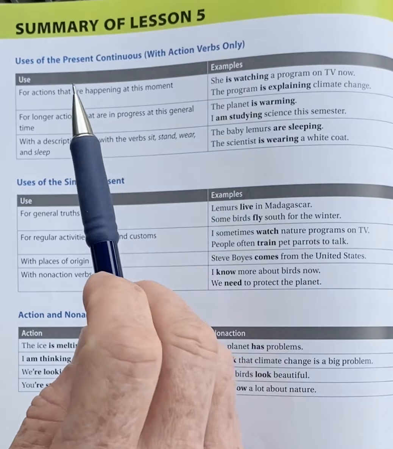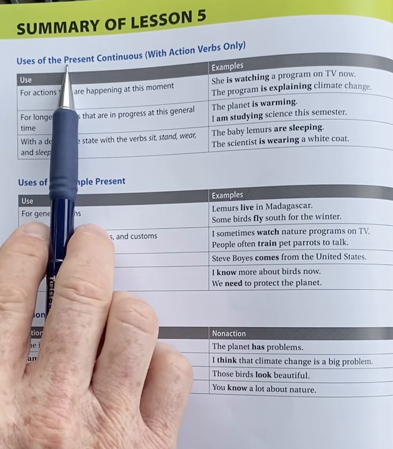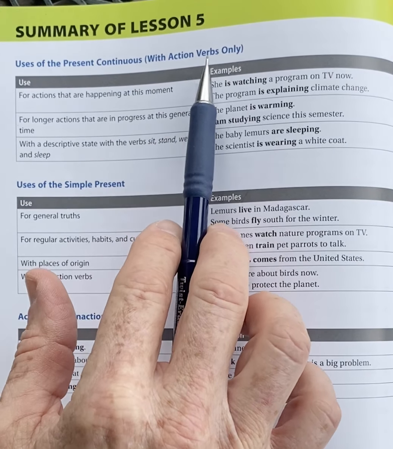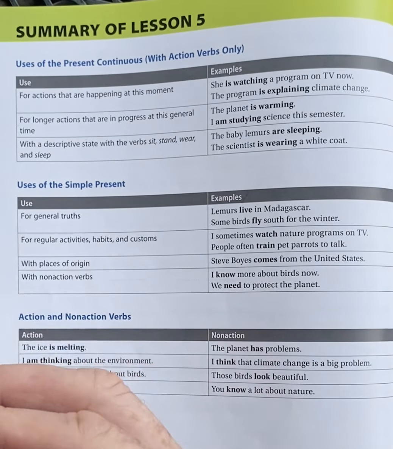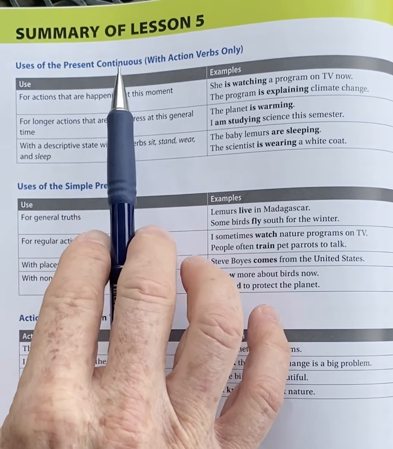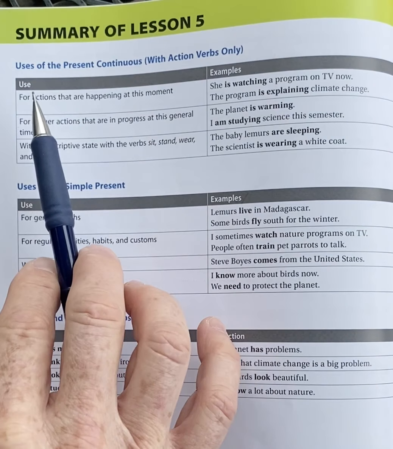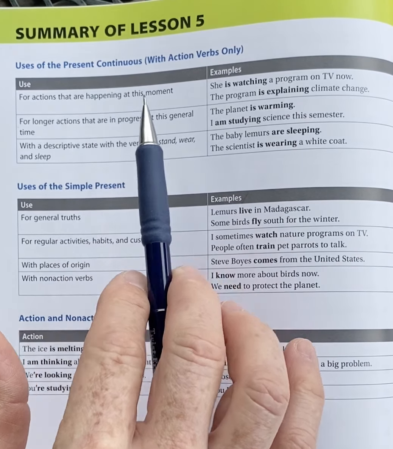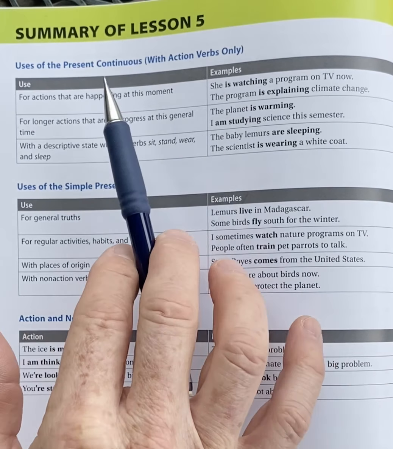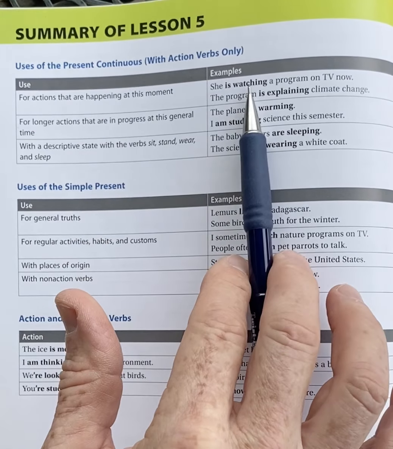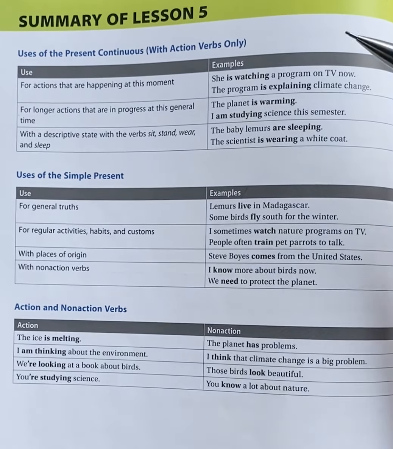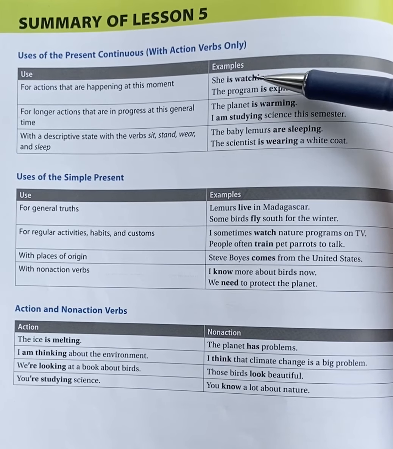The first part of the chapter was discussion on the uses of the present continuous. Okay, so with action verbs only, not using non-action but just action. Let's look at the uses or how we use the present continuous verb. For actions that are happening at this moment, right now, she is watching. Okay, so present means now, right? To watch. And the ing on the action verb watch makes it continuous.